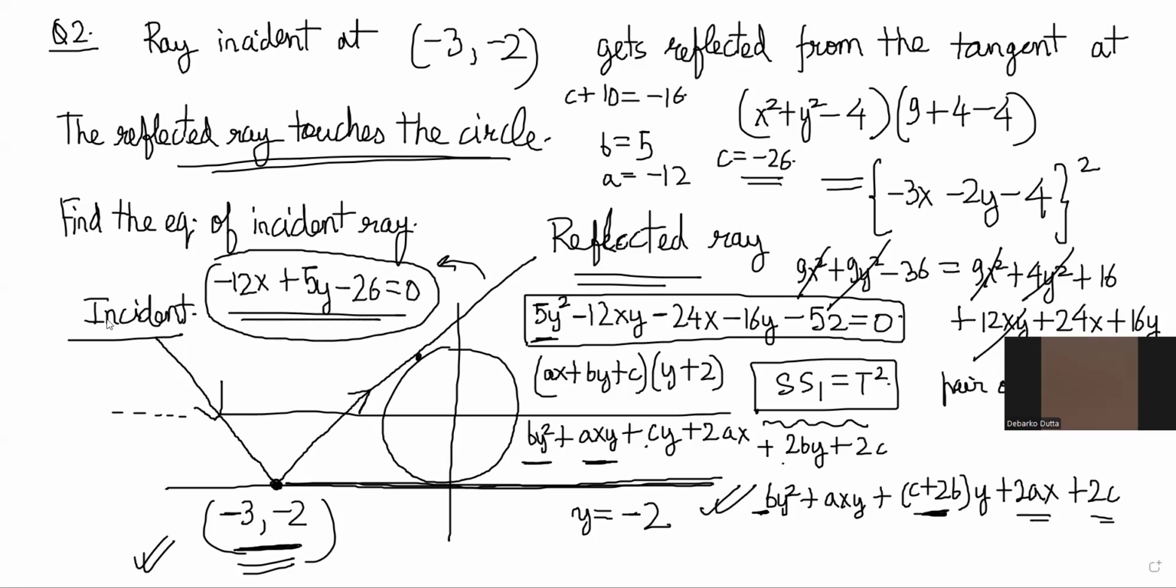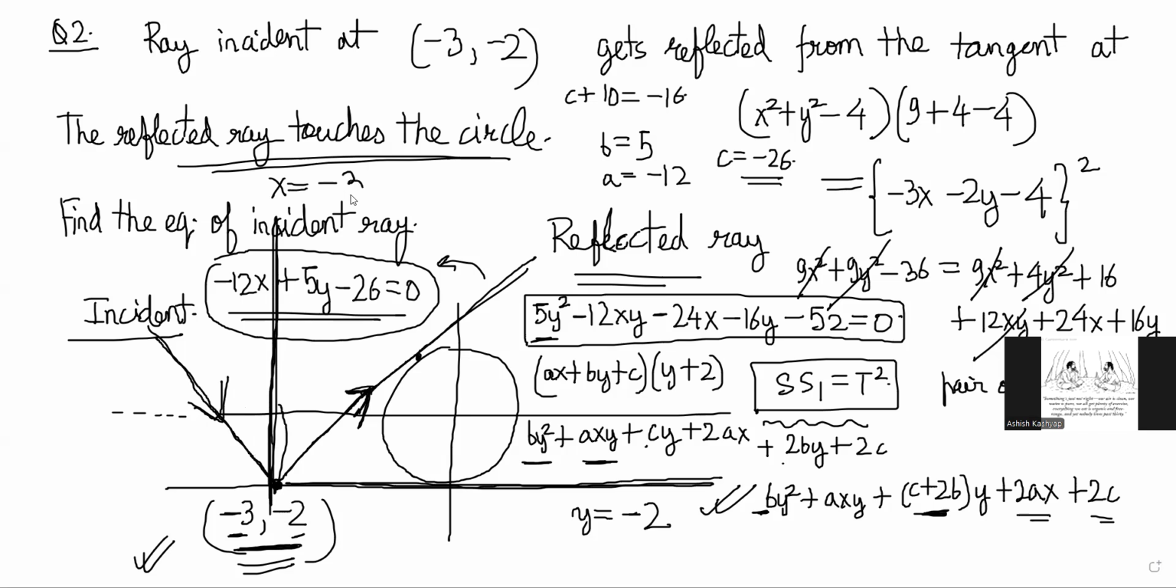Right. And notice that this point should lie on the tangent, right? So see, it is lying: 36 minus 10. Yes, sir. Great. So we know the equation of the reflected ray, and we need to now find the equation of the incident ray, right? The easy way to think about it is that the angle of incidence will be equal to the angle of reflection. This line, which is the line x is equal to minus 3, will be my normal line, right?